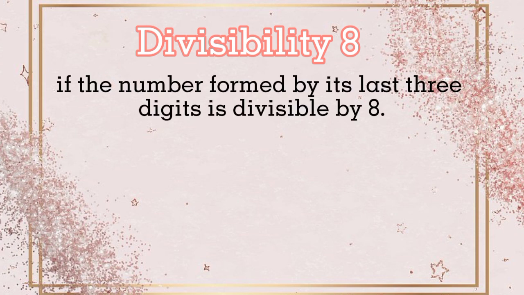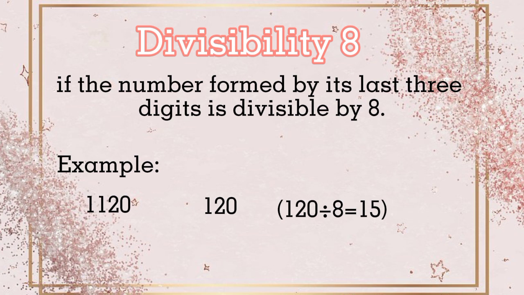Now, let's learn about divisibility by 8. To know the divisibility by 8, we will see if the number formed by its last 3 digits is divisible by 8. For example, 1120. The number formed by the last 3 digits is 120. So 120 divided by 8 is equal to 15, which means it is divisible by 8. Therefore, 1120 is divisible by 8.